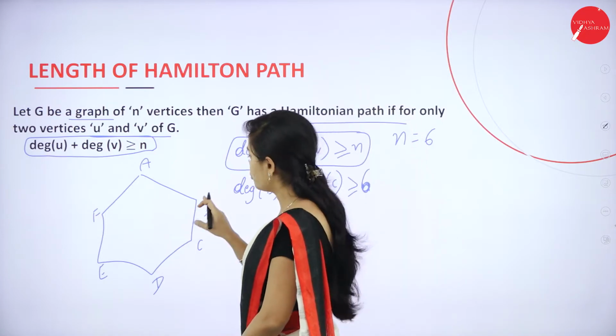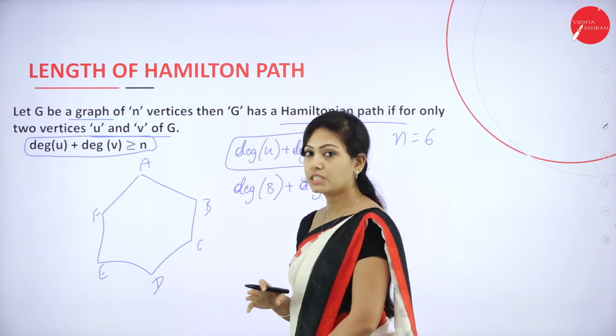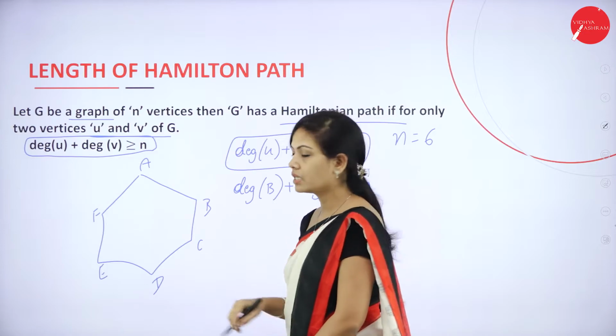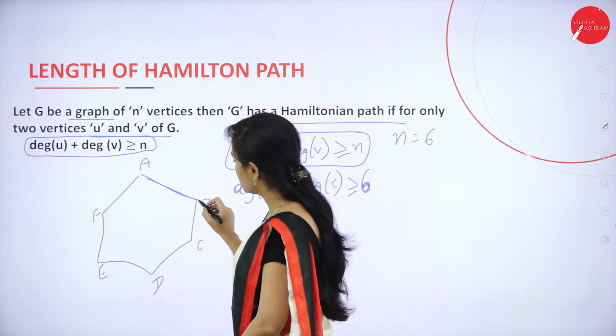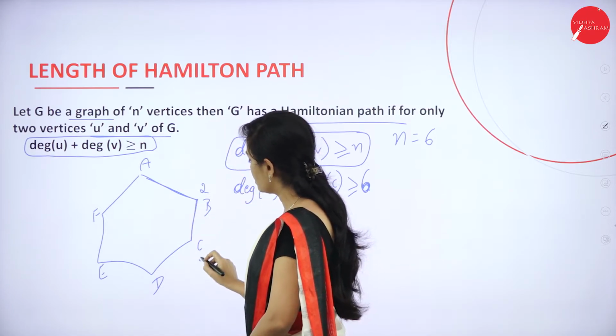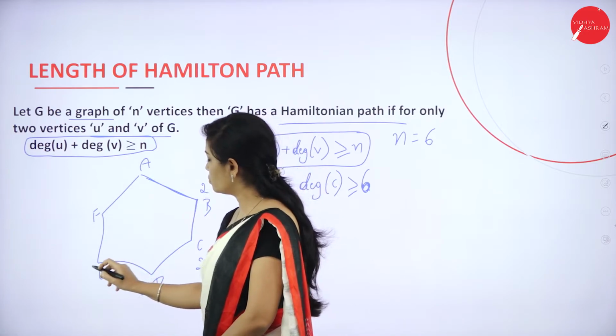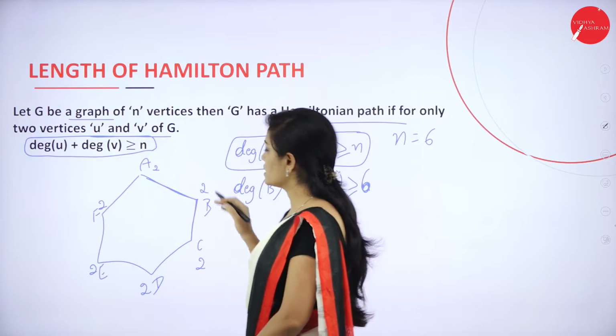So now you have to find the degree of each vertex. In my previous session I already discussed this degree of a vertex. So what is the degree of this B? 1 and 2. So degree is 2. What is the degree of this C? It is 2. Degree of D also 2, 2, 2 and 2, right? So each and every vertex degree is 2.